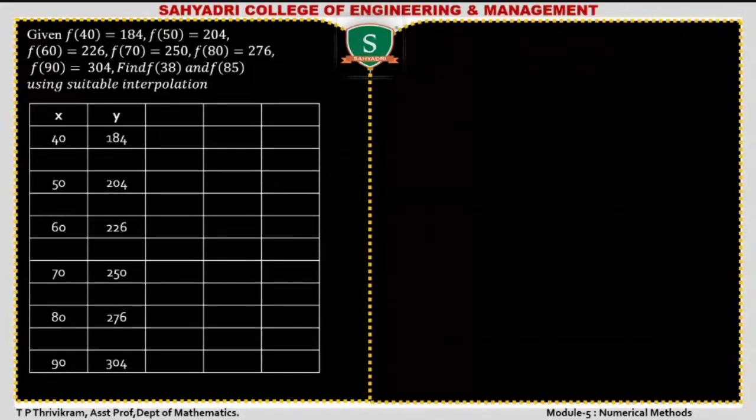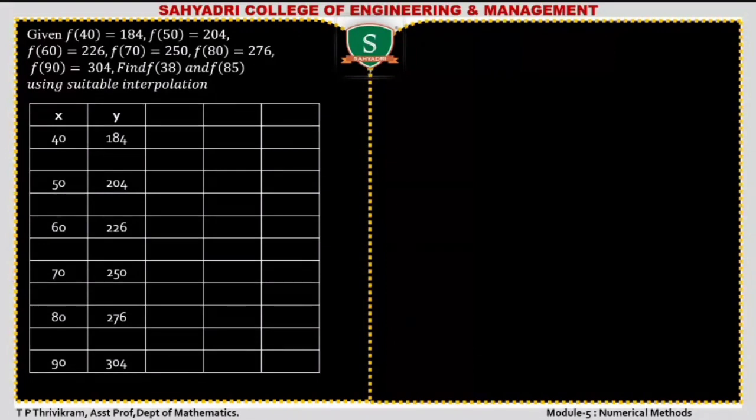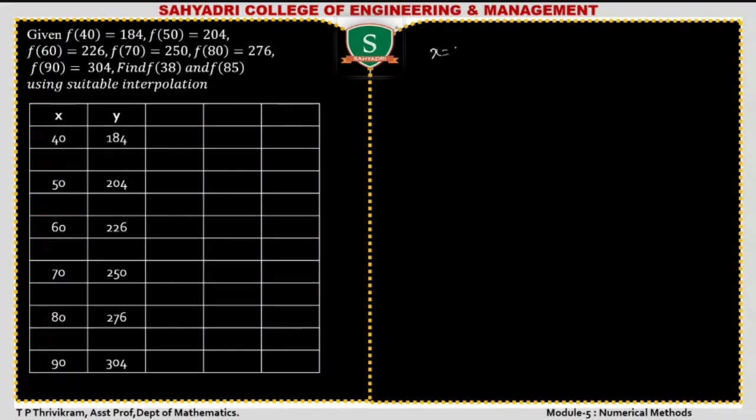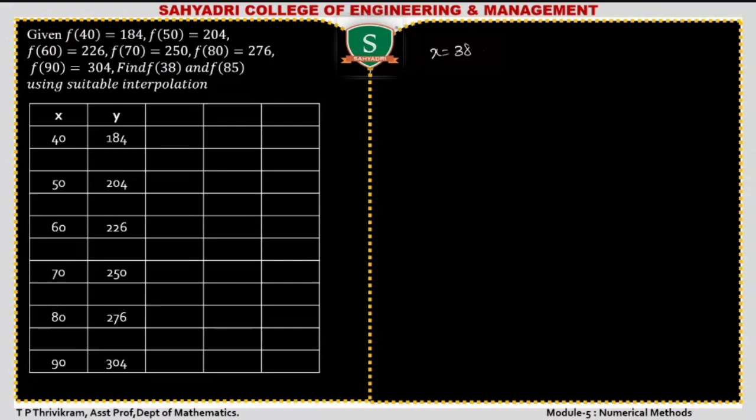Now what do I need to find? He has asked us to find f of 38. That means x equal to 38 is given, and we need to find the corresponding y value for it. Similarly, suppose x is equal to 85, then we need to find the y value. Okay, this is the question, using the suitable interpolation.